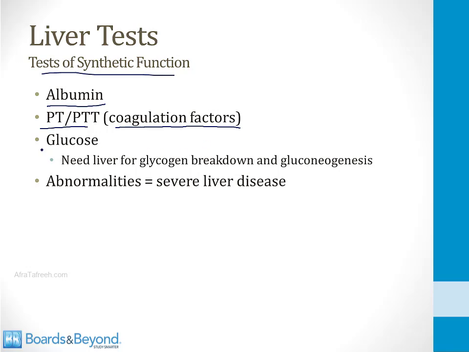And if the liver is really failing, the glucose level will begin to fall, and that's because you need the liver to break down glycogen and perform gluconeogenesis to maintain a fasting glucose level. So abnormalities in these tests I've shown on the screen here indicate severe liver disease. They suggest that the liver is failing. The tests I showed you on the last few slides will become abnormal long before the liver begins to fail. They suggest that there's some degree of dysfunction that's beginning to build.